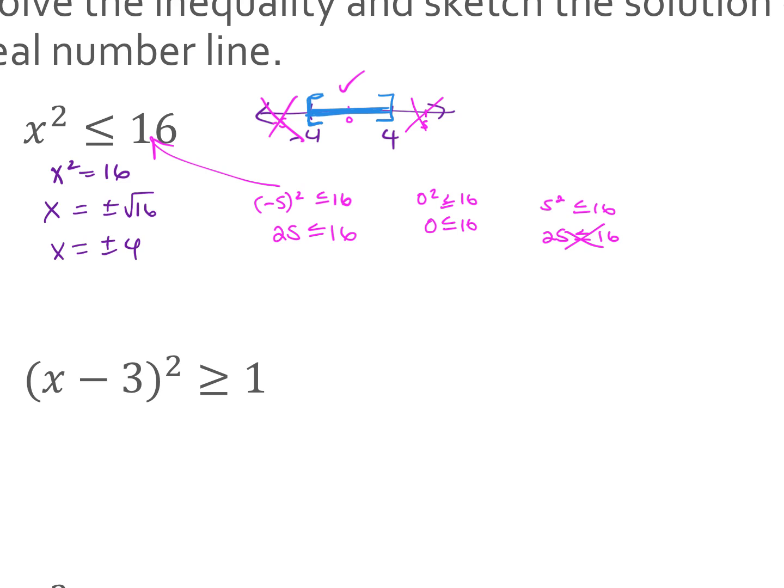And my inequality statement would be from -4 to +4 like that.